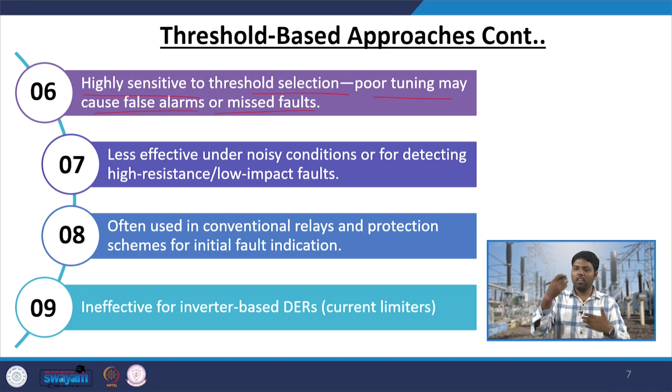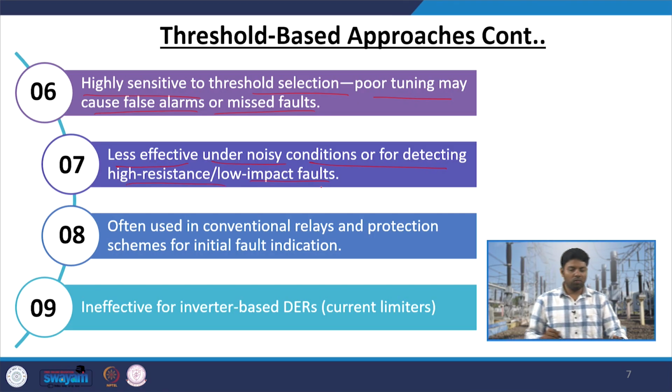Or if you set your fault current limit to very high to avoid the loading condition, then what will happen if the minimum fault current is lower than that, then during the fault also it cannot recognize and it will not trip. So, you have to choose the threshold properly or wisely. Less effective under noisy conditions for detecting high resistance low impact faults.